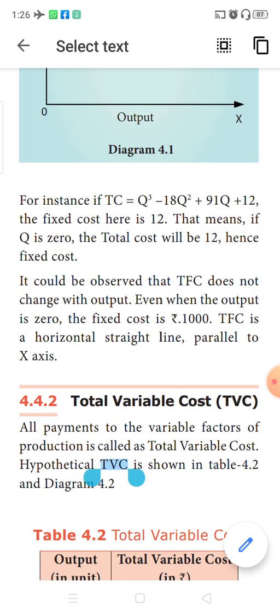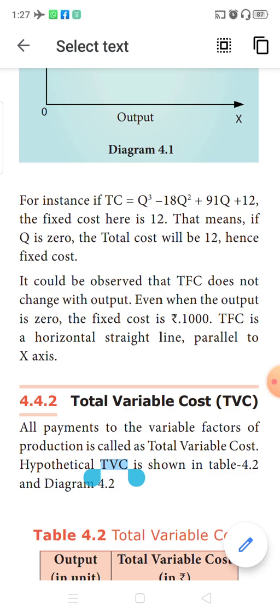This total cost expression is given. It is just a hypothetical algebraic expression, which tells us that total cost is a combination of fixed cost and variable cost: Q cubed minus 18Q squared plus 91Q plus 12. Now, the fixed cost in this equation is 12.